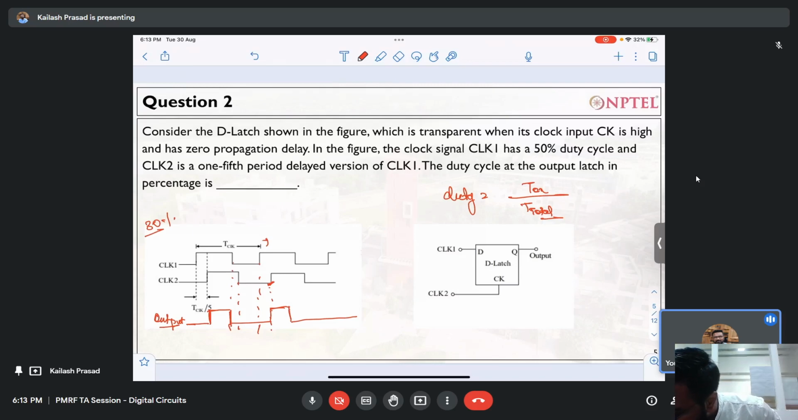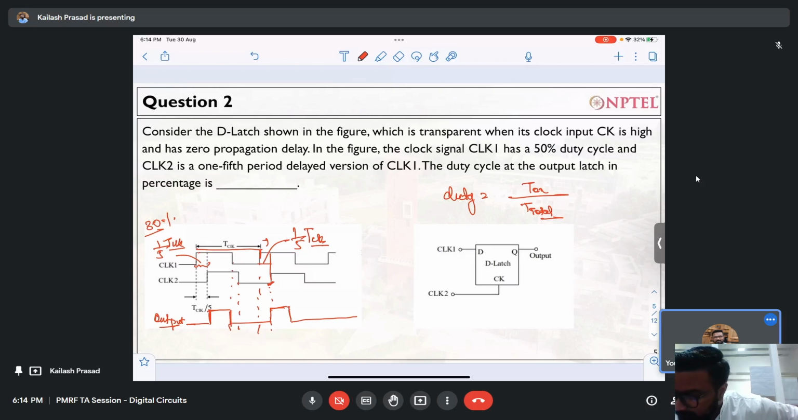Please note that the time here is the T clock. So this is the T clock, and this part is 1 by 5 of T clock. And so if this is 1 by 5 of T clock, this part will also be 1 by 5 of T clock. So you agree with me on this particular aspect? So you see for how much time this thing is on.